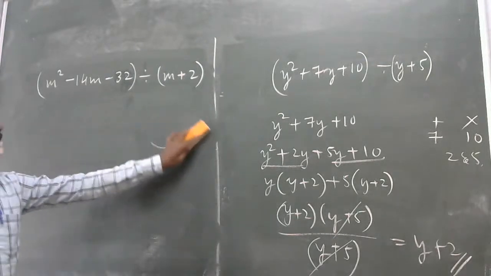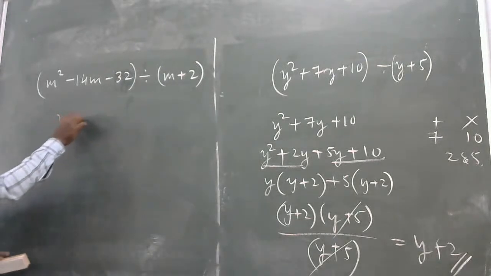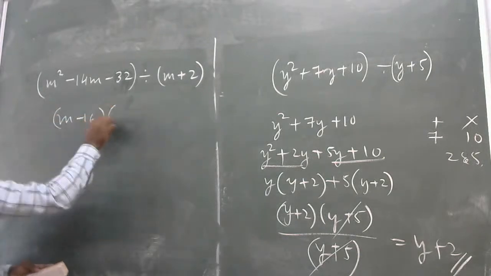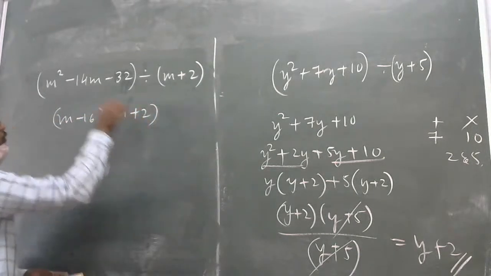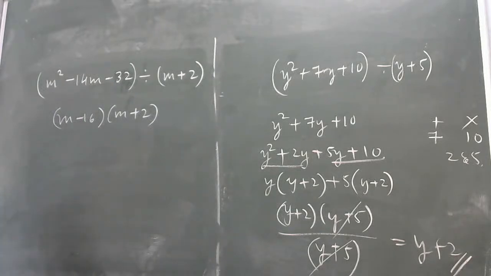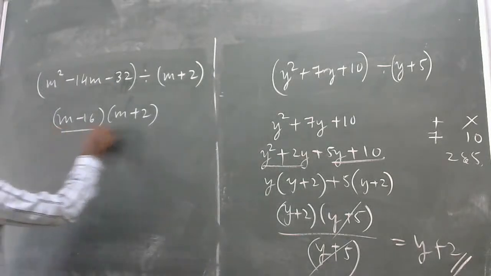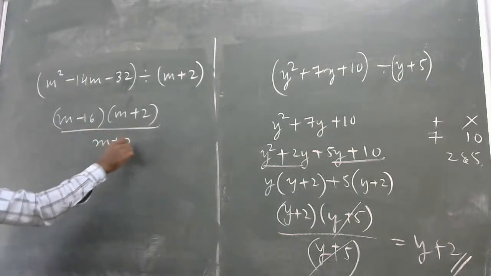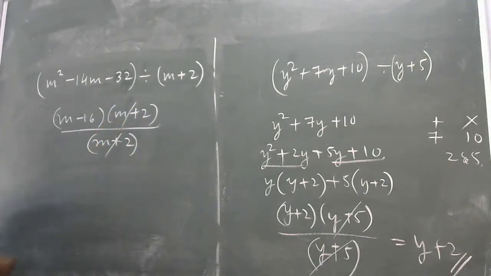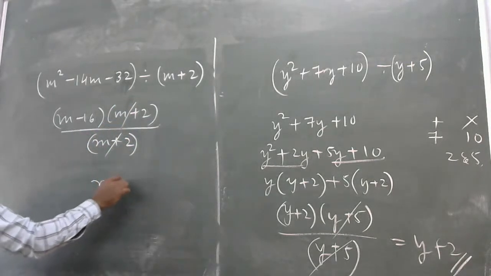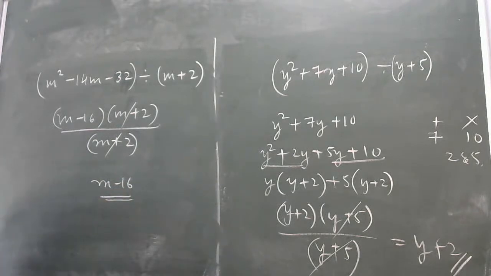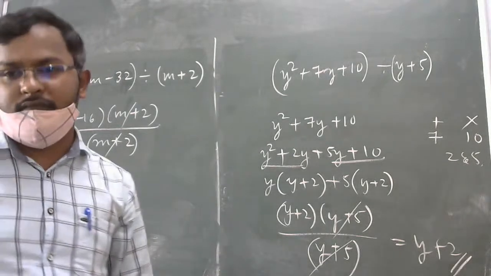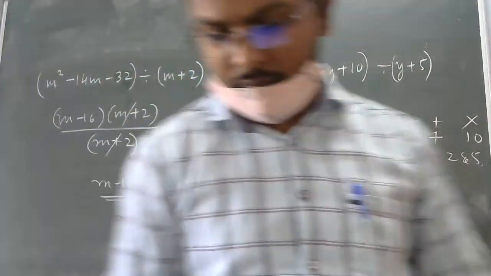So on factorizing this, we will get m minus 16 into m plus 2. Okay, and that we need to divide by m plus 2. So that m plus 2 and m plus 2 will get cancelled. m minus 16 is your answer.